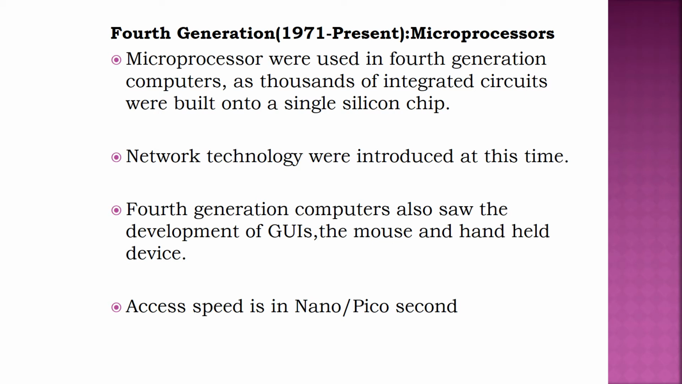The fourth generation started in the year 1971 till present. In this fourth generation, they introduced the microprocessor. It was used in fourth generation computers, as thousands of integrated circuits were built onto a single silicon chip. Network technology was introduced at this time. The fourth generation computer also saw the development of GUI, the mouse and the handheld device.